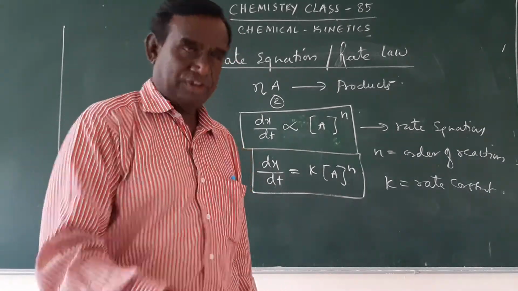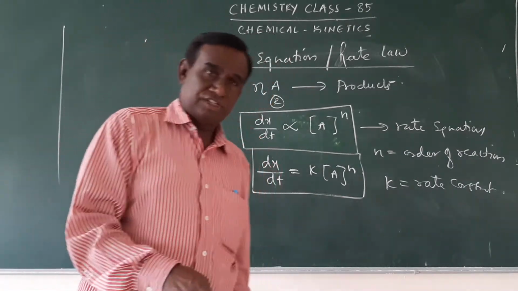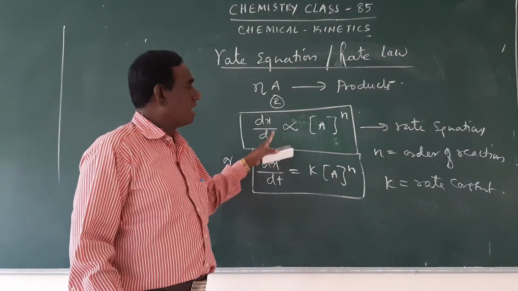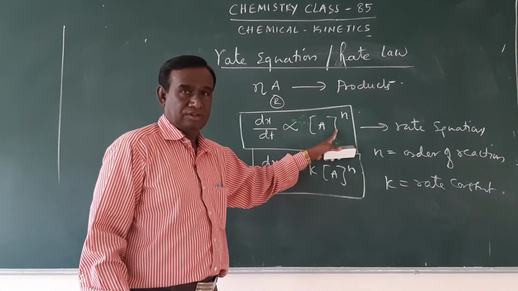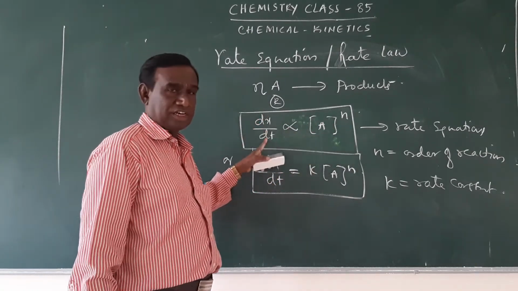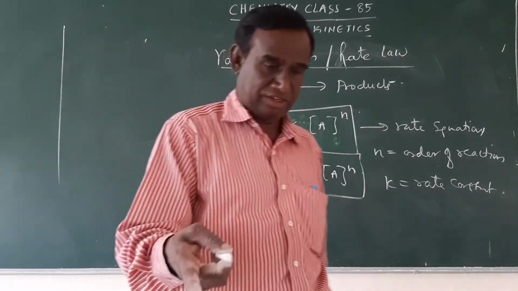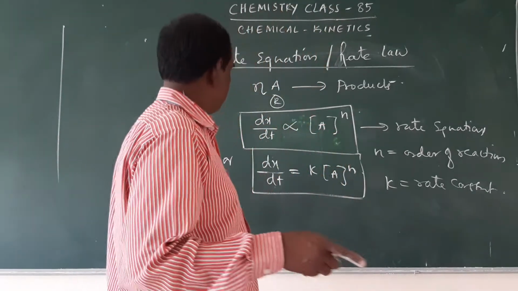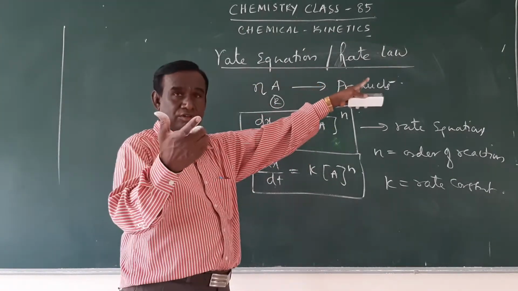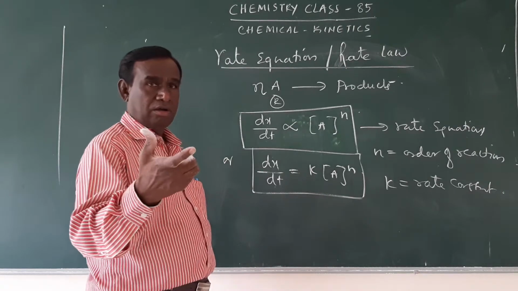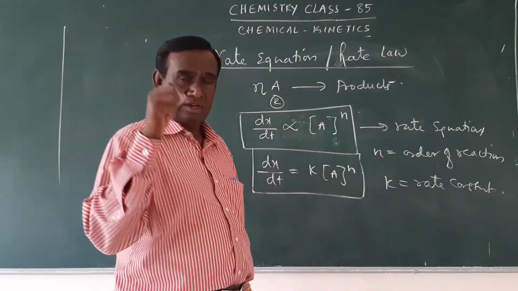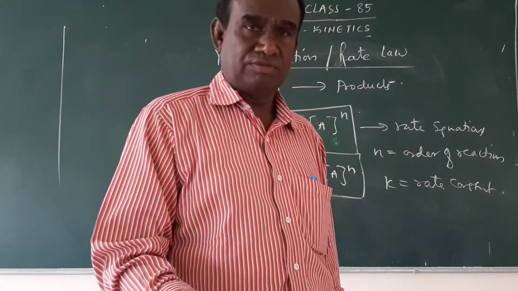So what is the rate equation? Rate equation is the equation which gives the relationship between the rate of chemical reaction and the concentration of the reactant. That means if the rate of a chemical reaction is related to the concentration of the reactant, then that equation is called the rate equation or rate law. Rate law is nothing but the law which gives the relationship between the rate of chemical reaction and the concentration of the reactant.